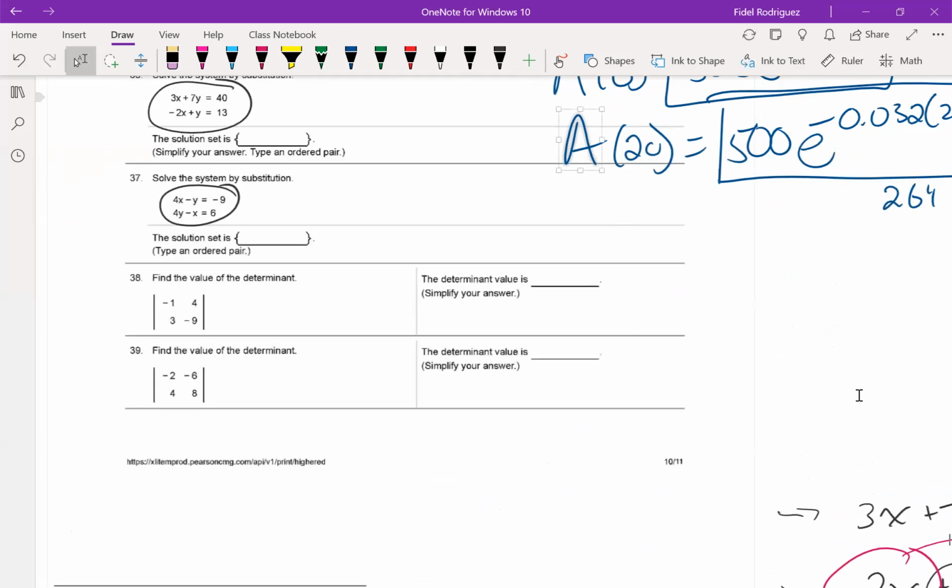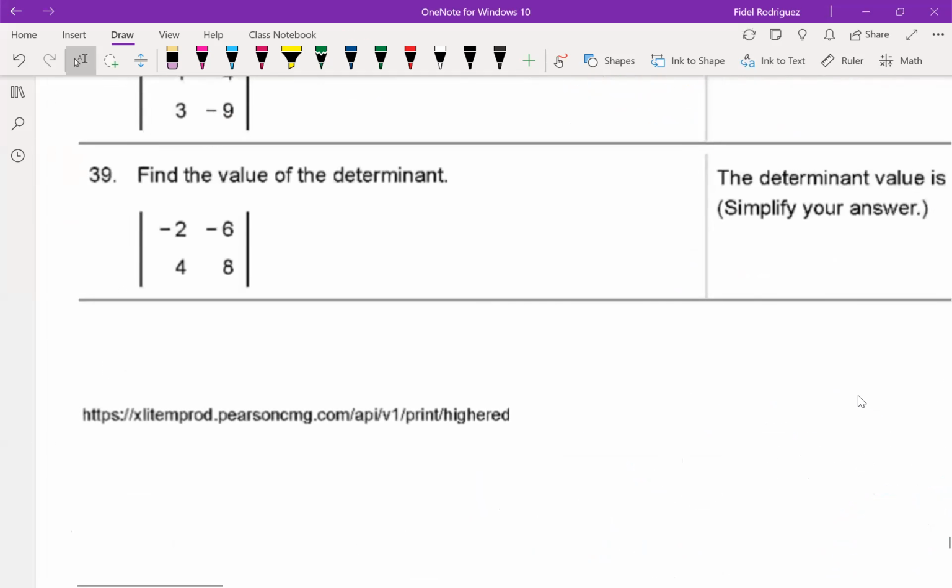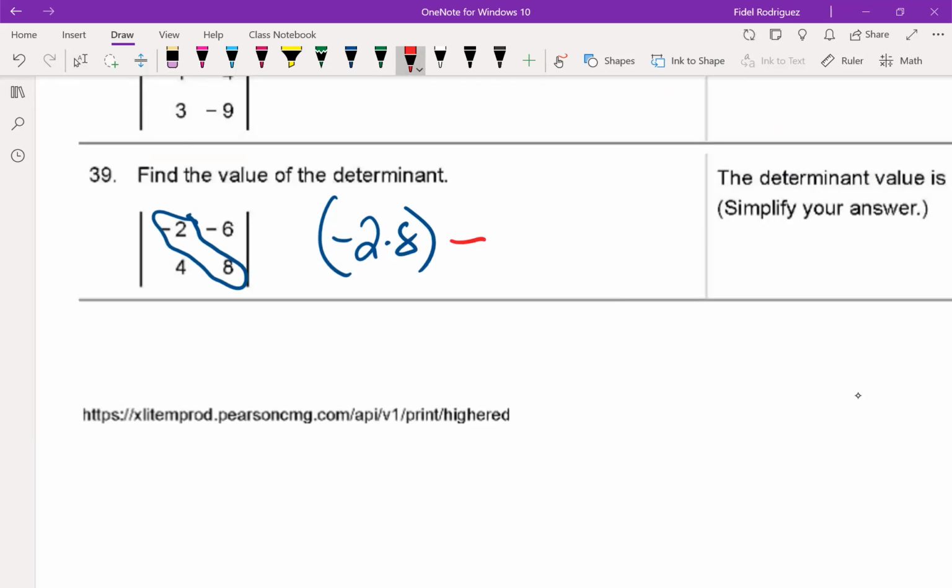Okay, so 39, we're trying to find the value of the determinant. So let me walk through the process of how we do our determinants. What we do is we draw along the main diagonal, and we multiply those two numbers. So -2 times 8, and then it's always minus going along this diagonal, -4 times -6. Okay. So now let's do this in pieces.